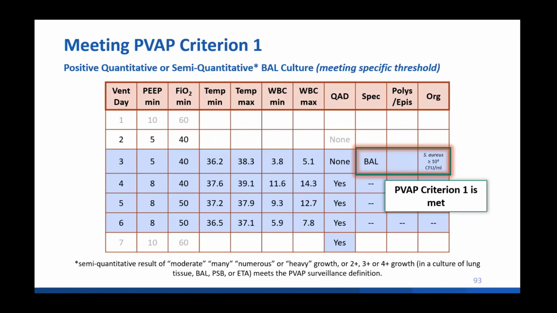In this example, a BAL specimen collected during the VAE window period results in growth of Staphylococcus aureus with greater than or equal to 10 to the 4th colony-forming units per milliliter. The BAL growth meets the specified threshold as defined in the protocol, and therefore PVAP criterion 1 is met. If the culture was reported semi-quantitatively, results of moderate, many, numerous, or heavy growth, or 2+, 3+, or 4+ growth of Staph aureus would also meet this criterion.